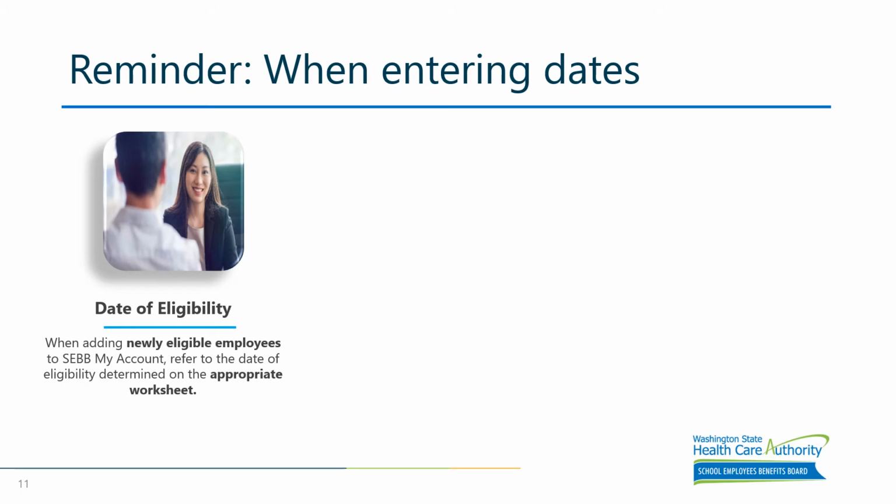As a reminder, when you're entering dates within SEBB My Account, when adding newly eligible employees, refer to the date of eligibility that's determined on the appropriate worksheet. Again, every employee, whether they're eligible or not eligible for SEBB benefits, should get a worksheet. This is notification and proof that you provided them, letting them know that they're either eligible or not eligible. This will help you avoid any appeals from employees. They were notified. Every employee deserves to be notified if they're eligible or not eligible for SEBB benefits.